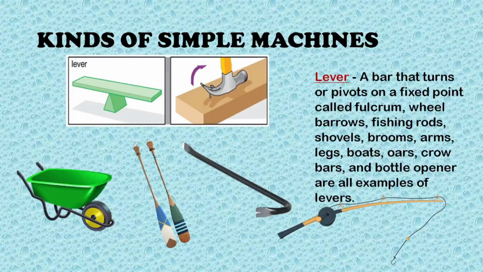Second is the lever. Lever is a bar that turns or pivots on a fixed point called fulcrum. Wheelbarrows, fishing rods, shovels, brooms, arms, legs, boats, oars, crowbars, and bottle opener are all examples of levers.